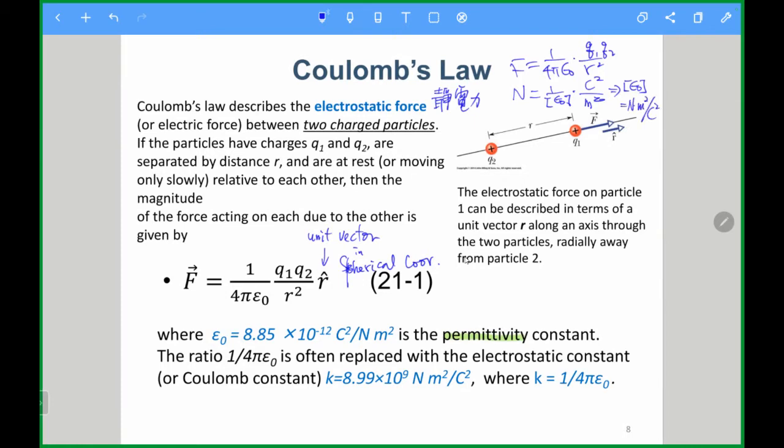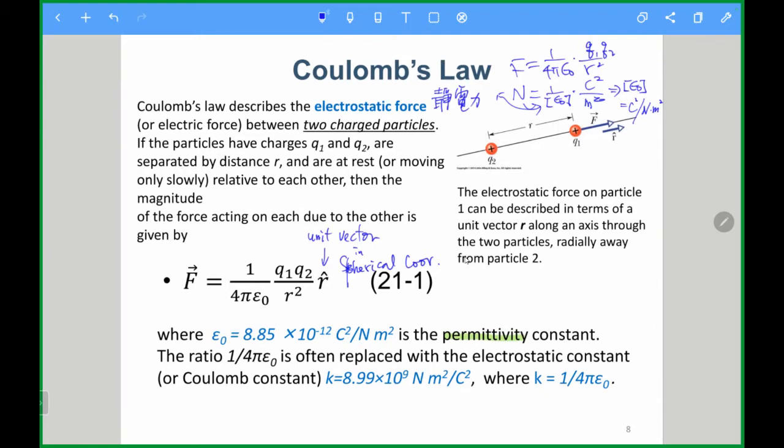Or it should be the other way around, because I move it to there and move it to here. So it should be C squared over N over meter squared, like this. Should be the other way around. Okay, so you don't really need to remember it.